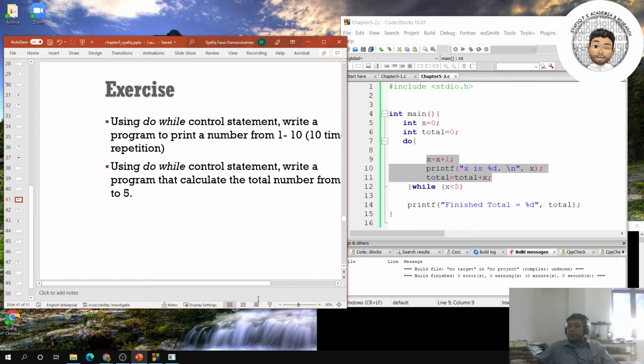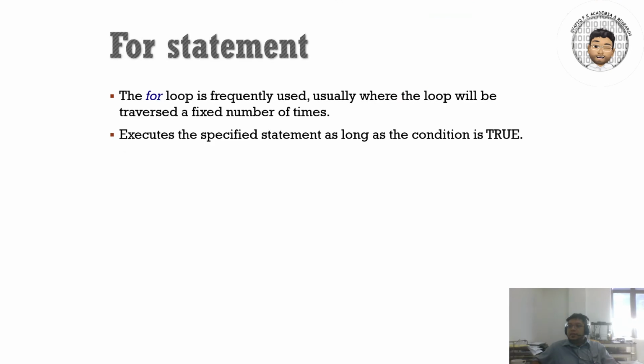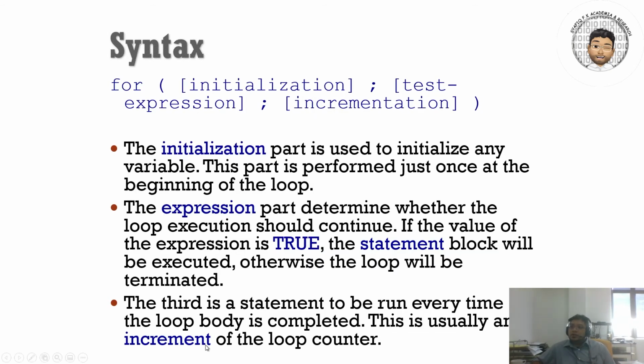Okay, so next is for. This one is a little bit tricky. For is one of the most used statements other than while or do while. So what is the benefit of for? I'll show you later. Usually it will execute the specific statement inside the condition, as long as it's true. So this one is a little bit difficult to understand.